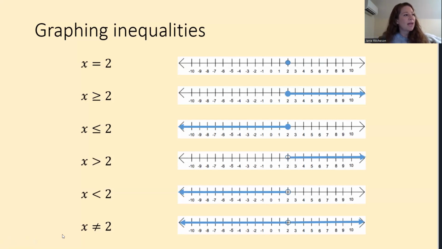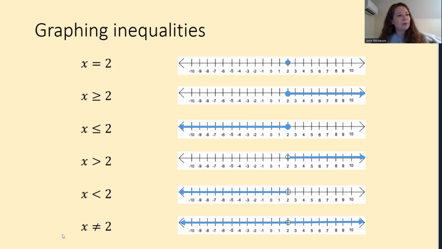So the value of x is either greater than or equal to 2. So on our graph, we would come to 2, we'd fill in the circle, and then we would say that x could be any value to the right of 2 on a number line. So that's why our arrow is pointing to the right. That means x could be 5, x could be 10, or any number greater than those, and it would make this inequality true.